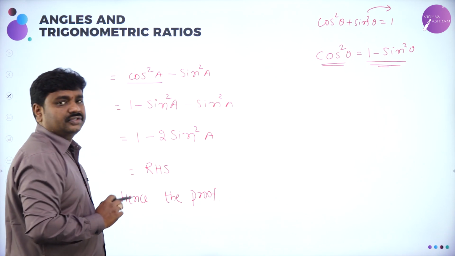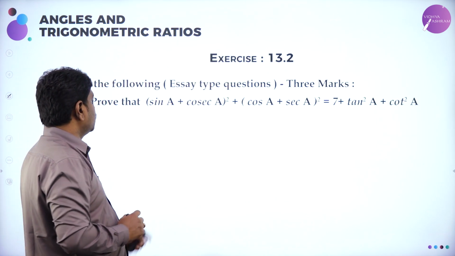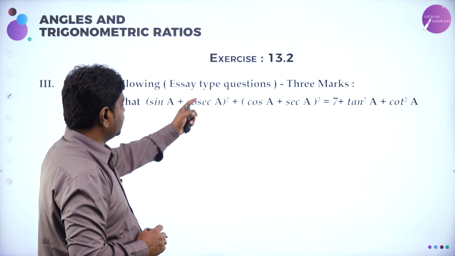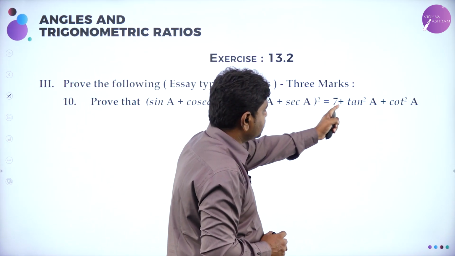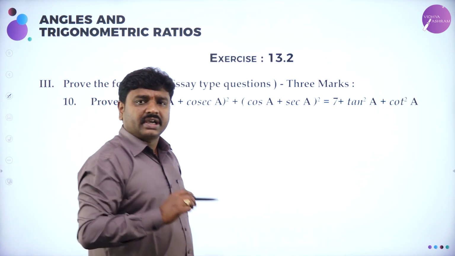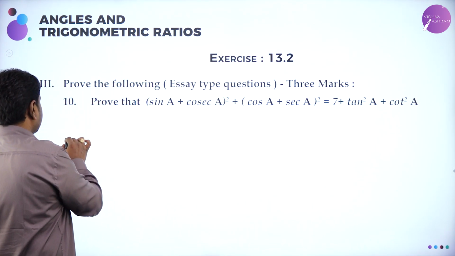I hope all of you got this. Then prove that sin a plus cosecant a the whole square plus cos a plus secant a the whole square is equal to 7 plus tan square a plus cot square a. Again take our LHS, arrive at RHS.